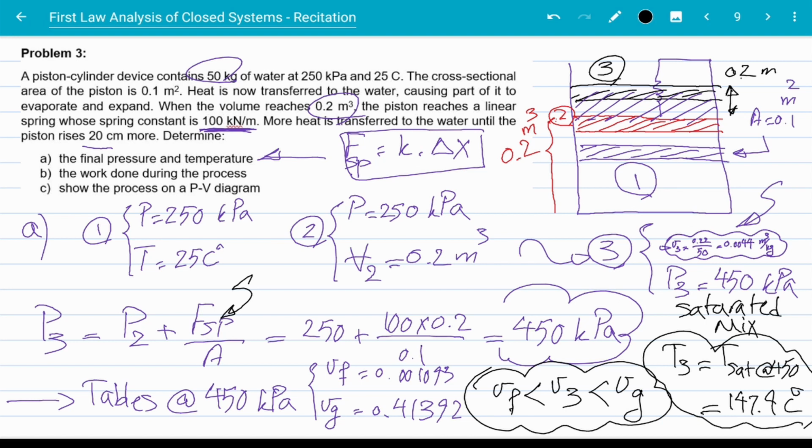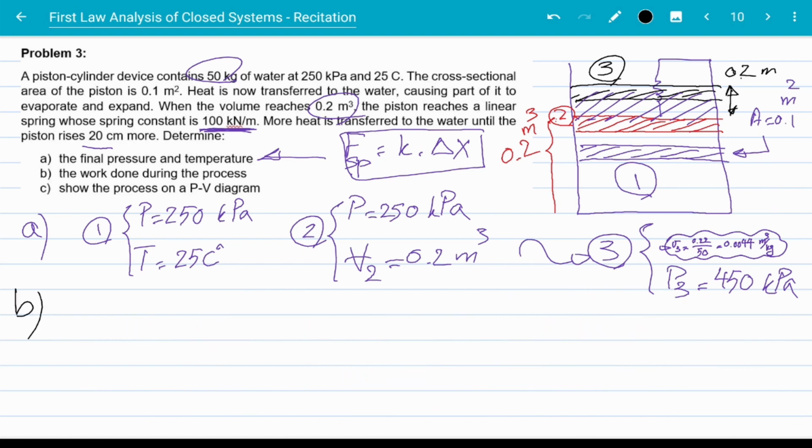Now that we have two independent intensive properties, we're going to check the tables to pinpoint the state of our system. We figured out that because the specific volume is between the saturated liquid and saturated vapor, we are in the mixture zone, and the temperature is the saturation temperature at 450 kilopascals, which is 147.9 degrees Celsius. Now let's move to part B.